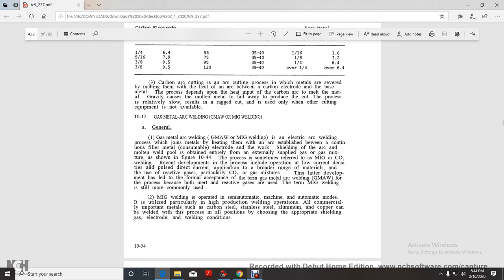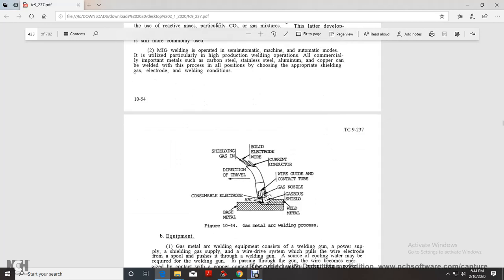MIG welding is operated in semi-automatic machine or automatic modes, and usually, particularly in high production welding operations, all commercial and important metals, such as carbon steel, stainless steel, aluminum, and copper, can be welded with the process in all positions, by choosing the appropriate shielding gas and electrode and welding conditions. Figure 1044 shows the gas metal arc welding process: the base metal, arc, consumable electrode, direction of travel, the shielding gas, and a solid electrode wire with current contact, conductor wire, guide, contact tube, gas nozzle, gas shielding, and welded metal.